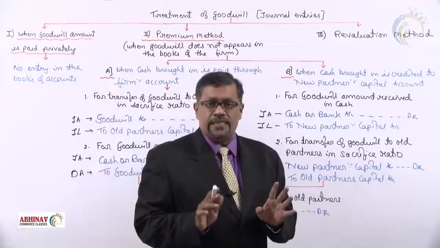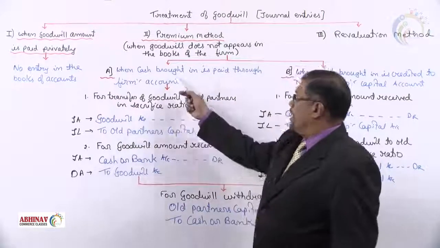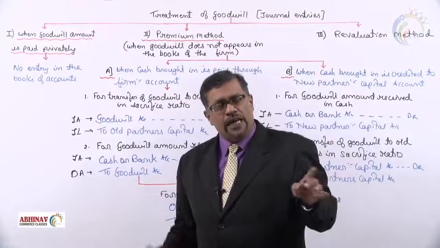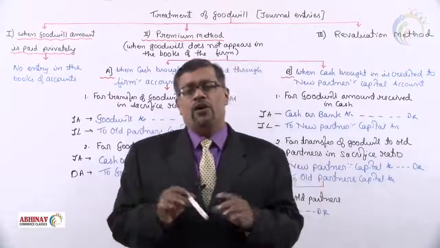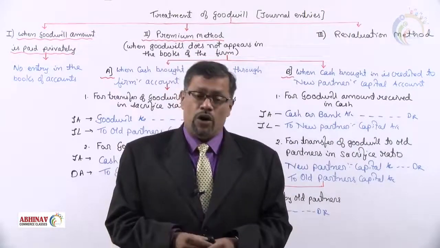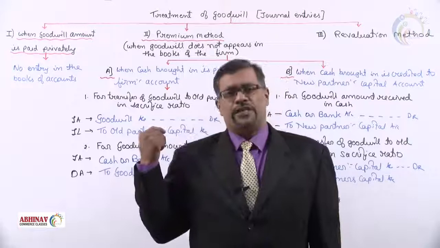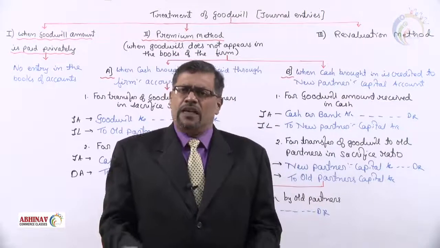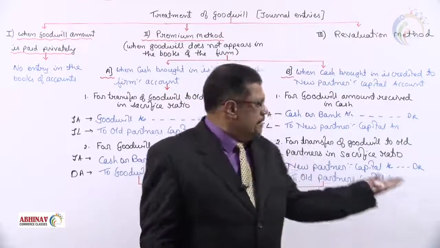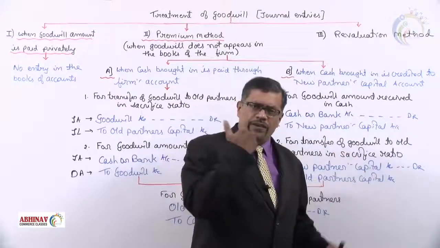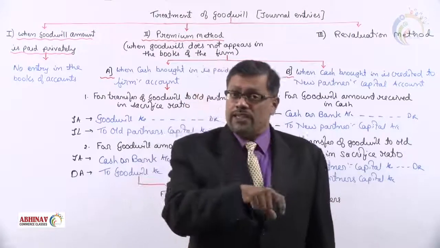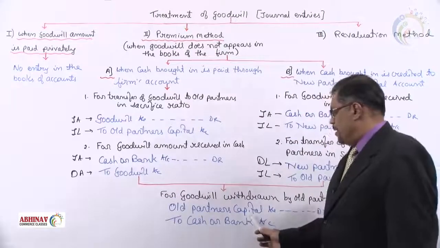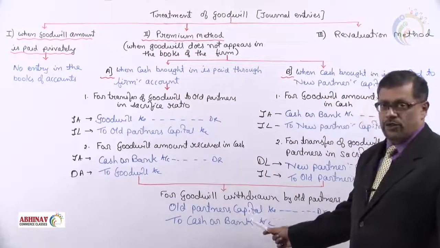Now, in both these cases, that means when cash is paid through firm's account or credited to new partner's account, if goodwill is withdrawn. Withdrawn means what? Old partners take out their share. Old partners will withdraw. How much is their share? According to the sacrifice ratio. You have distributed goodwill. Whatever is the share, old partners will withdraw that. So the entry will be old partners' capital account debit to cash or bank.